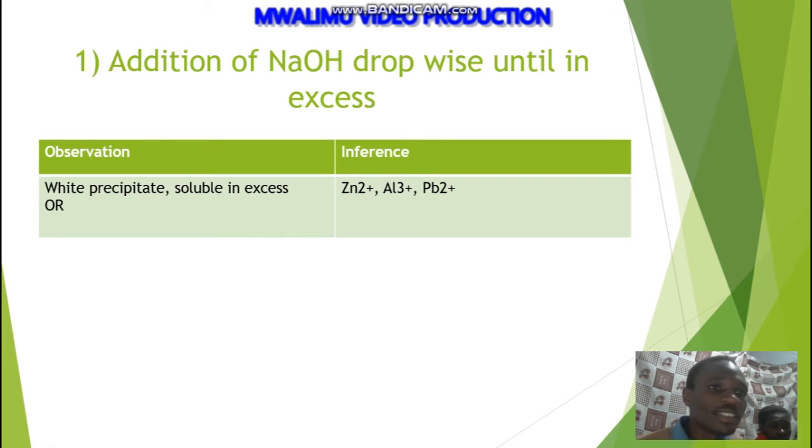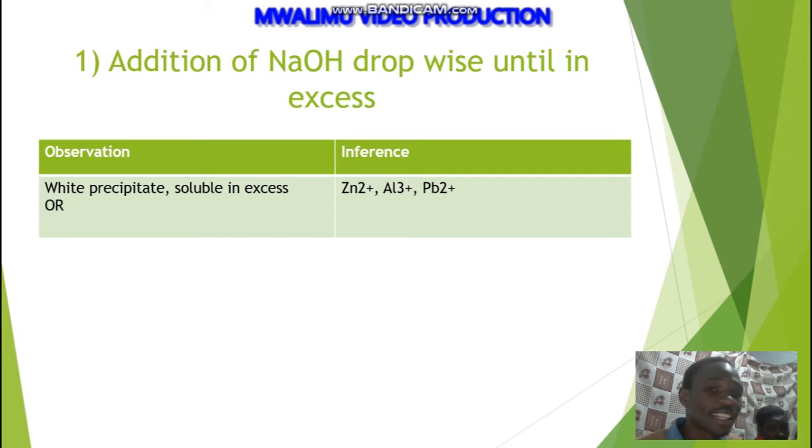So they will tell you to add sodium hydroxide dropwise until in excess, and then you will be given observations and inferences. Now, in the observation, if you see a white precipitate which is soluble in excess, you will write white precipitate soluble in excess. And if you see a white precipitate which is soluble in excess, that means there will be 3 cations present.